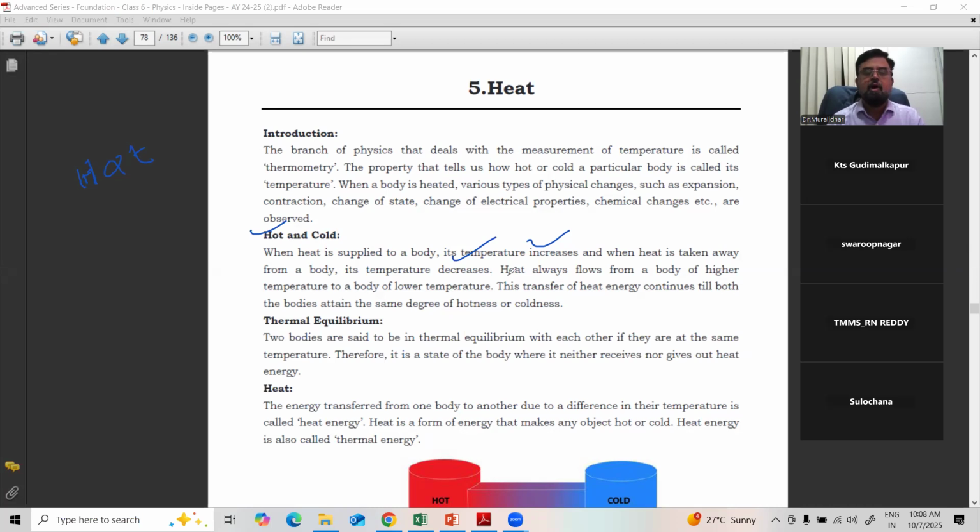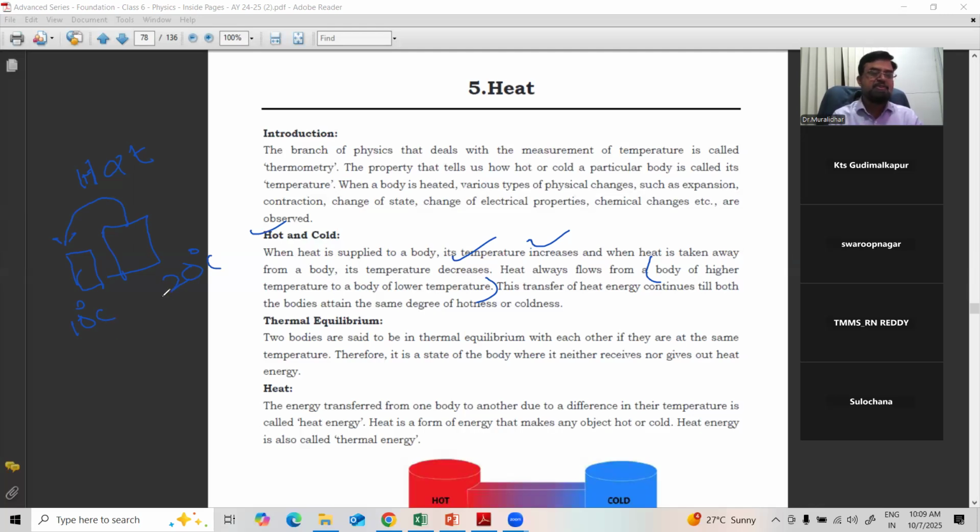Correct? Heat always flows from a body of higher temperature to a body of lower temperature. Very interesting. For example, if you take two bodies, one of 10 degrees temperature, the other of 20 degrees temperature, and keep them together in contact with each other, as per the convention, heat flows from hot body to cold body, up to what level? Until both become the same.